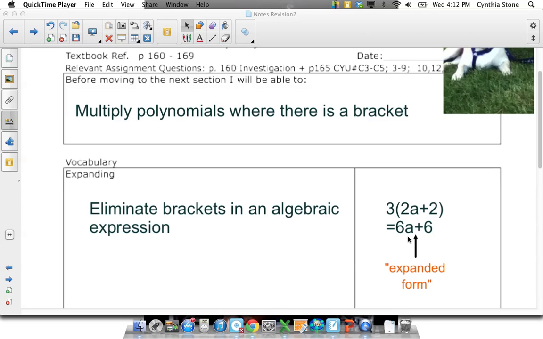So in this case, you don't need to understand how I got this answer yet, but the point is that this here would be what you call factored form. Expanded form is like this, no brackets. These two are equal to each other. You'll see why soon. You might be able to figure it out just by looking at it, but expanded form means no brackets.